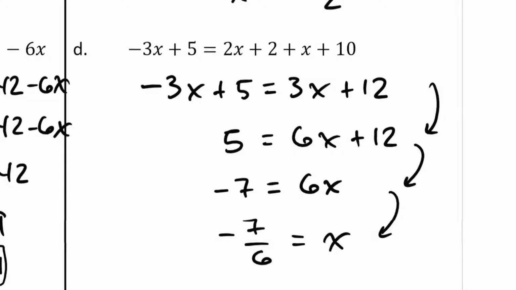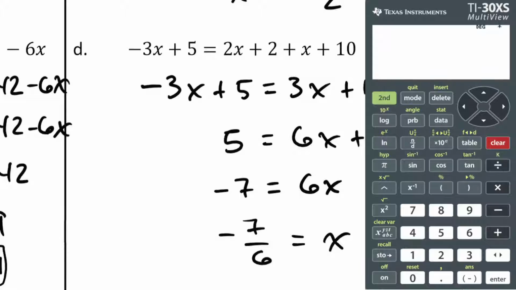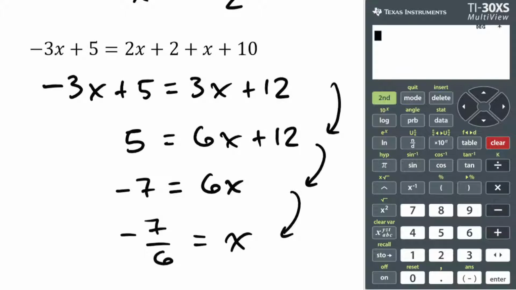Now, having an answer like that and being confident in an answer like that is always kind of a bit of a mystery. So I want to show you something I might do. I might grab my calculator and enter a fraction with a negative 7 in the numerator and a 6 in the denominator. That's certainly negative 7/6. And I'll just press enter and leave it on the stack. It's right there. I can go up and get it if I want it.